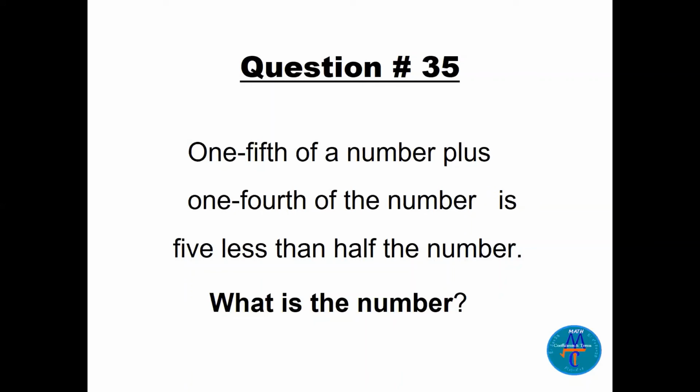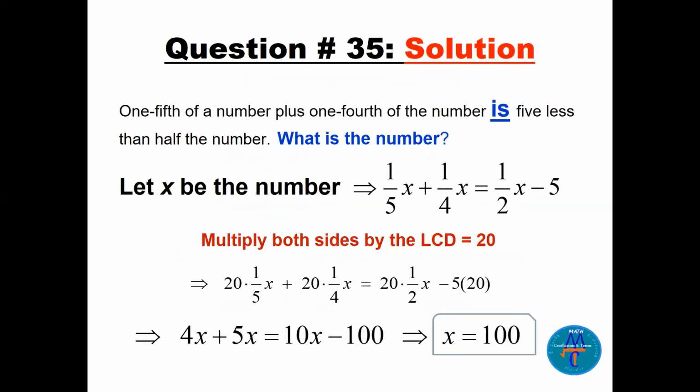Sometimes you can get the answer by guessing if it's simple, but most of the time you cannot get it by guessing. So it's better to make what? An equation. Okay, let's see. Did you find the number? Let's see. 100. One fifth of the number. Let x be the number.